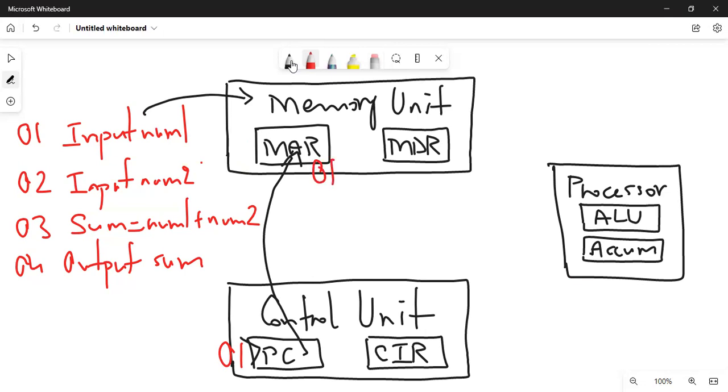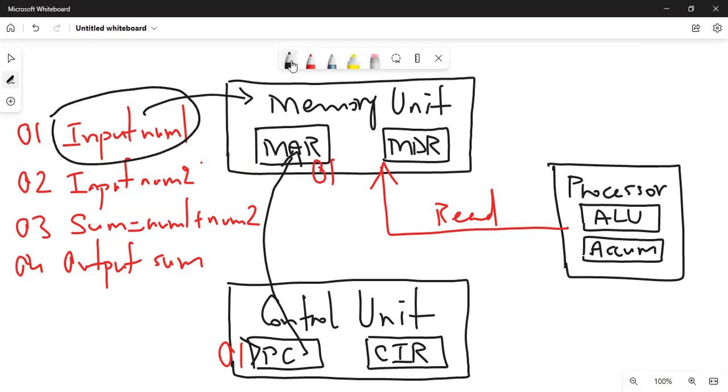After that, what is going to happen? The processor is going to send a read signal to the memory unit. When this read signal arrives, the data present in memory at location 01, which is the instruction input num1, will be moved into the register MDR.